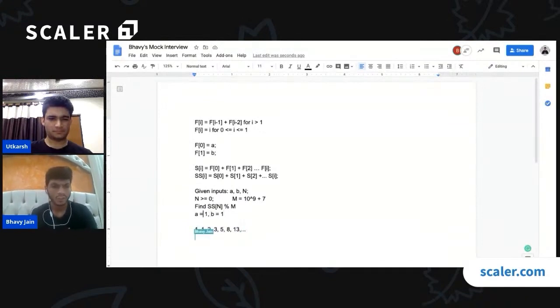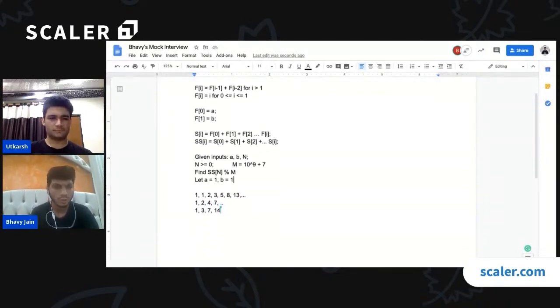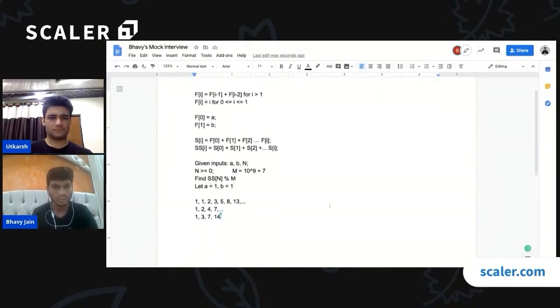Then we will store the prefix sum, which will be 1, 2, 4, and so on, 7. Then we can store another prefix sum, which will be 1, 3, 7, 14. We will go on doing this till n, and we will also take mod so that there is no overflow. Yes, and that will give us the nth number in the series SS. Right, very good. Can we start with the code of that part first?